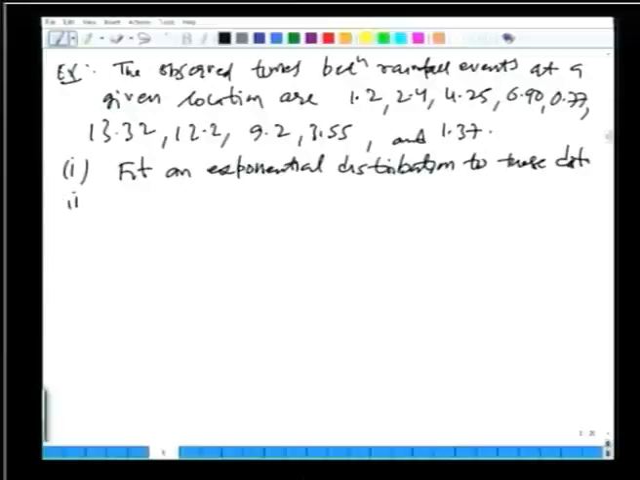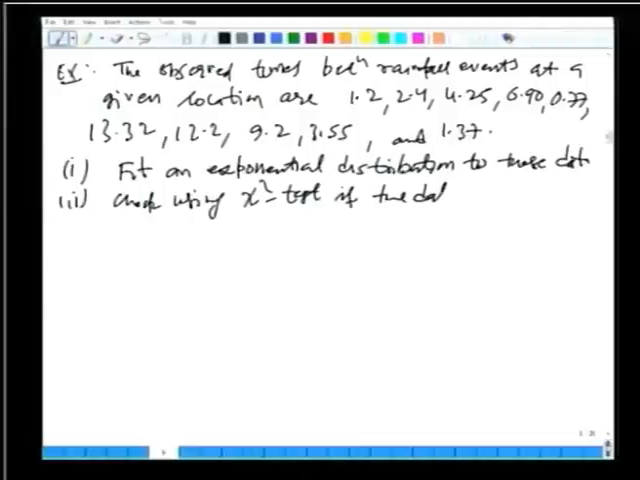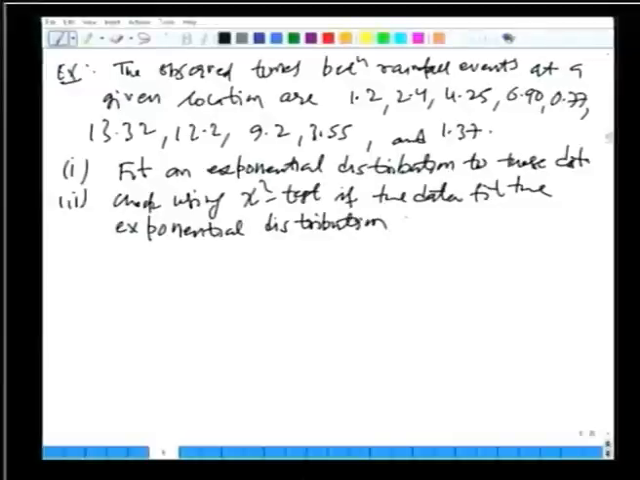Number 2, check using the chi-square test if the data fit the exponential distribution adequately.